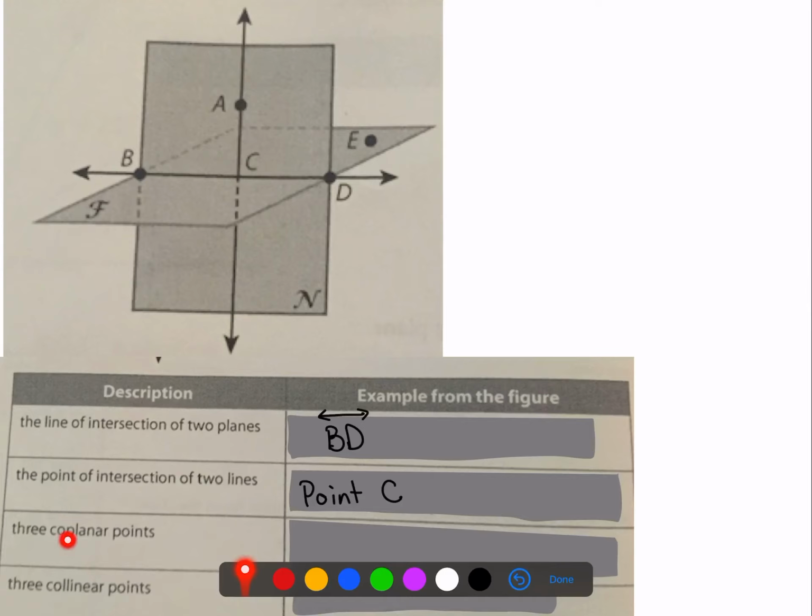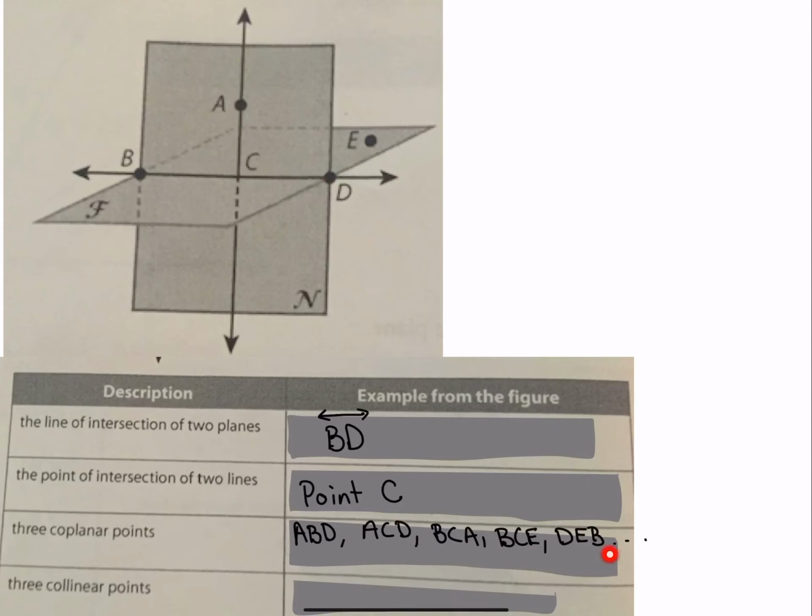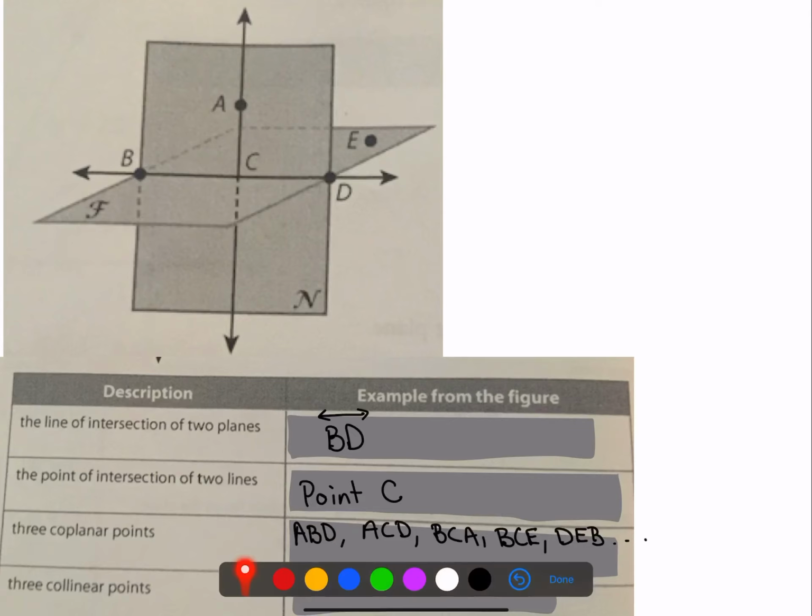Next, we need 3 coplanar points, meaning they lie on the same plane. So, choose any 3 points that lie on the same plane. It could be B, D, and E; C, D, and E; D, B, and C; or A and D. Lots of different choices here. I didn't even write them all out, but here are quite a few just for you guys. So, any combination of 3 points that all lie on the same plane. Now, I couldn't do A, E, C because A and E are not on the same plane, so they're non-coplanar. But I could do A, C, and B because those are coplanar. So, lots of different choices, just don't combine A and E.